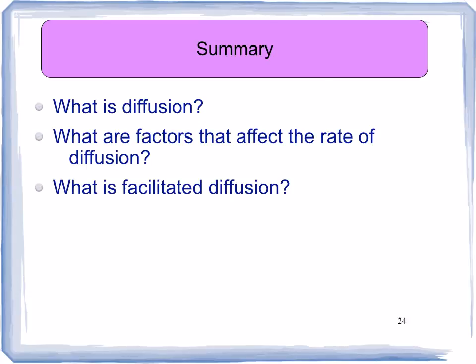Okay, in summary, what have we talked about? Well, what is diffusion? Can you remember what diffusion is? It's the net movement of particles from an area of high concentration to an area of low concentration down their concentration gradient. What are the factors that affect the rate of diffusion? There's steepness of concentration gradient, surface area to volume ratio, temperature, the nature of the molecules or ions, and then what is facilitated diffusion?